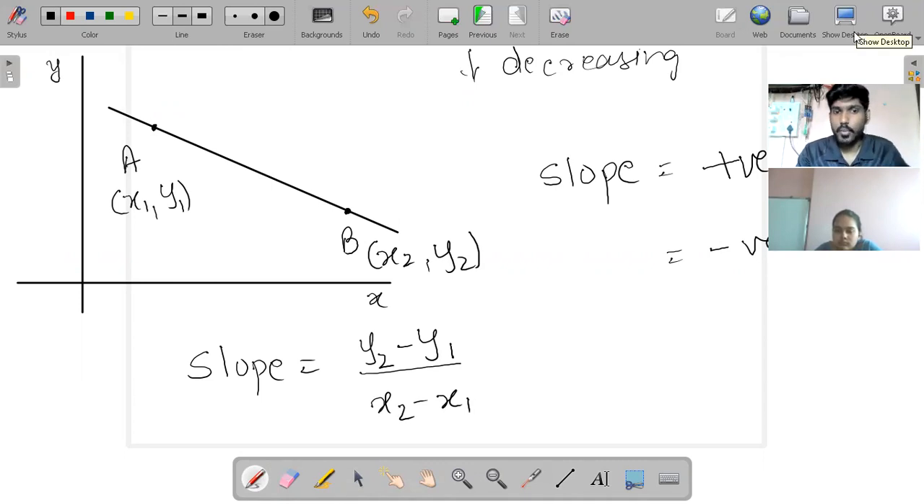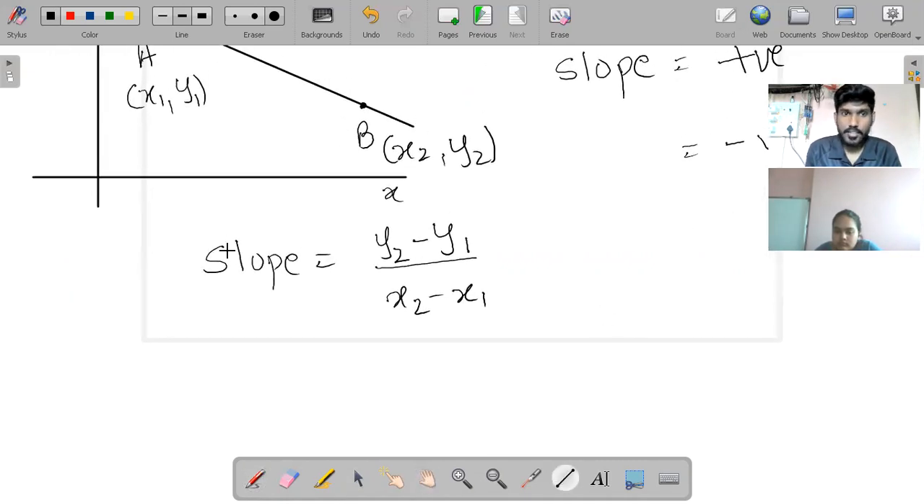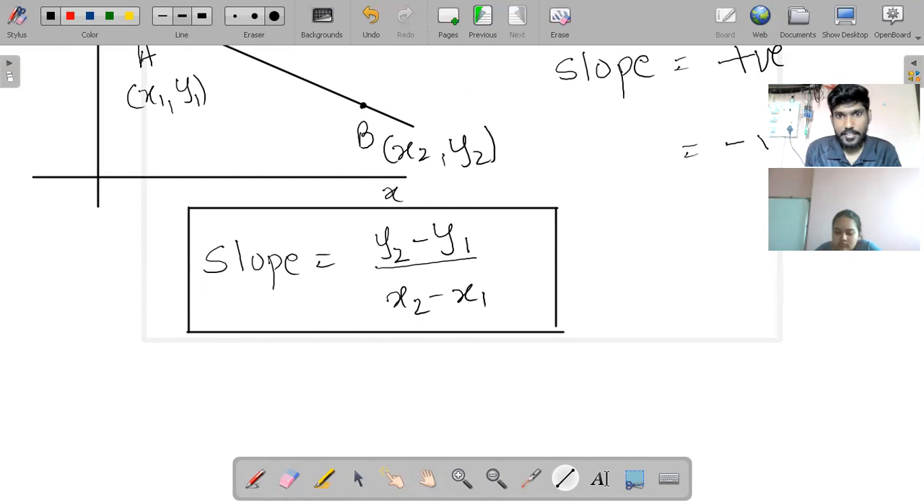So y2 minus y1 upon x2 minus x1. You substitute the values of x1, y1, x2, y2, and after simplifying, the answer that you get will be the slope of the given line. Is this formula clear? Any doubts in this formula?